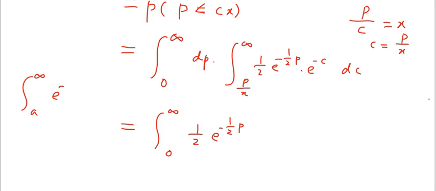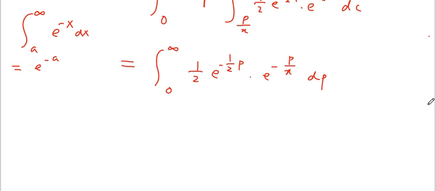is e to the negative P over x, dP. So here x is a constant, P is the integrating variable, so we can put this together, half, so equal e. So here P over C is 1 over x P, so this equals, taking the negative, half plus 1 over x, P dP.